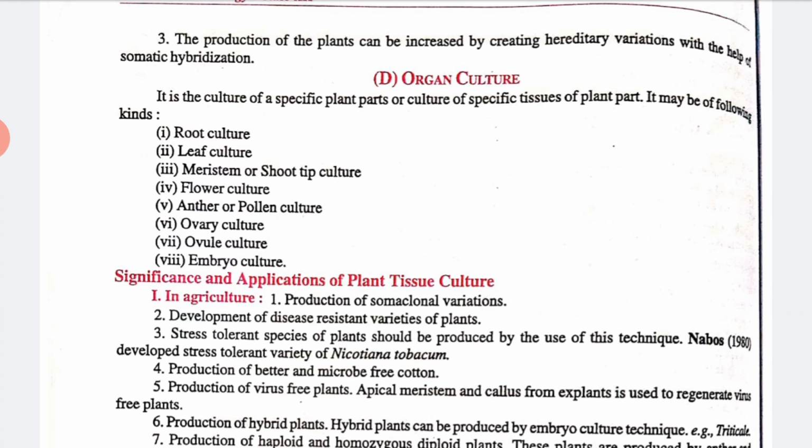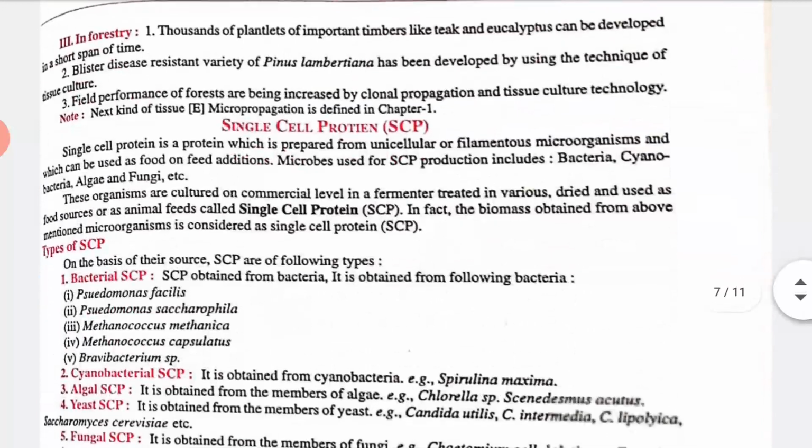But if we talk about horticulture, it helps in the formation of taproot system. Nucellar seedlings were vigorous and were formed free from diseases. So this is the benefit in horticulture. Okay, and yes, it is also used in forestry. Thousands of plantlets of important timbers like teak can be developed in a short span of time. So it also means conservation of time. Okay, so this is all about organ culture, meaning the formation of different tissues and different parts of the plant.